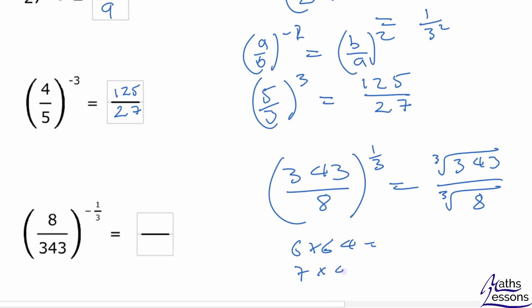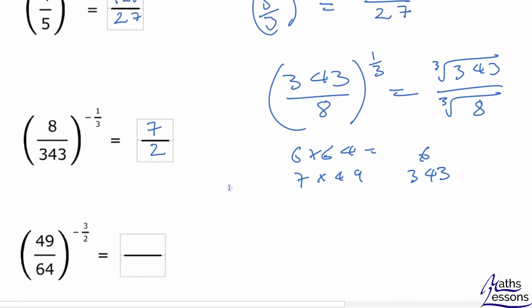Now 7 times 7 is 49. Wait, I made a mistake there. 9 times 7, sorry, is 63. I don't know what I was writing there. 9 times 7 is 63. 4 times 7 gives us 28. Plus the 6 gives us 343. So we can see 7 cubed gives us 343. So therefore, 343 cube rooted will be 7. So you get 7 over 2, your answer.